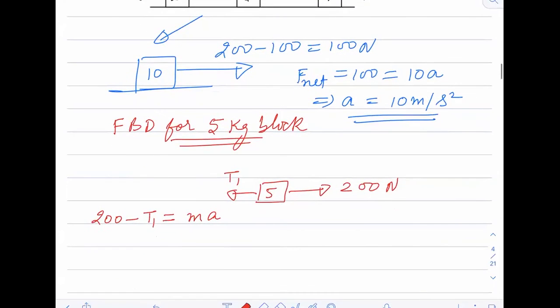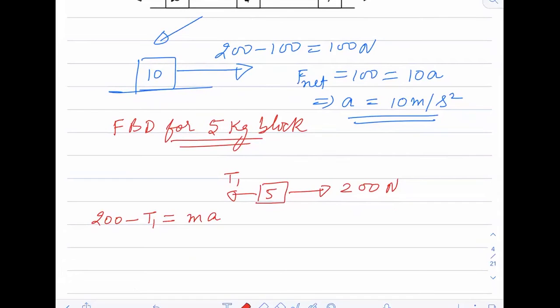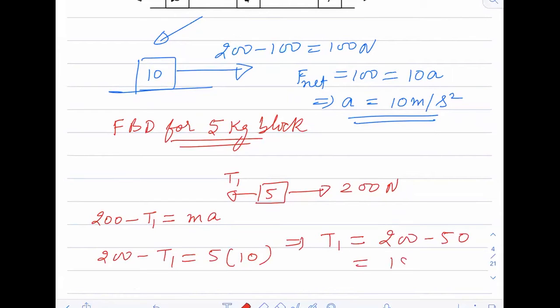See here, in the place of mass, we will put 5 kg. 5 into A, and acceleration is 10, that we have already calculated. Now from here, I can calculate the tension value as 200 minus 50 is equal to 150 Newton. So T1 I have got as 150 Newton.